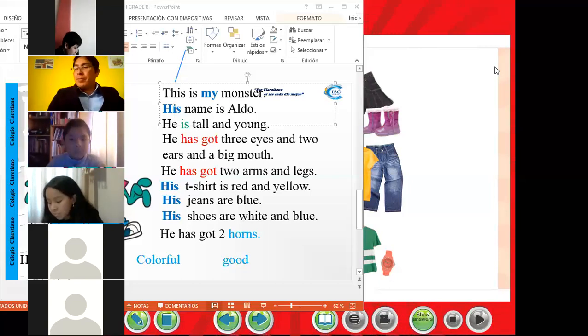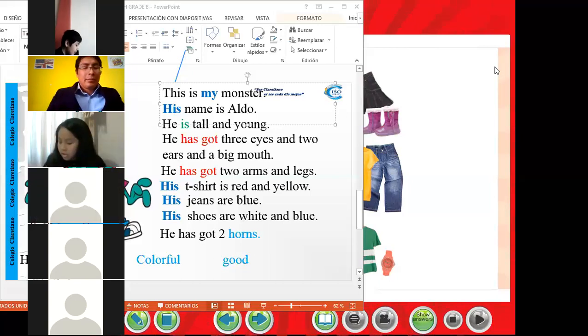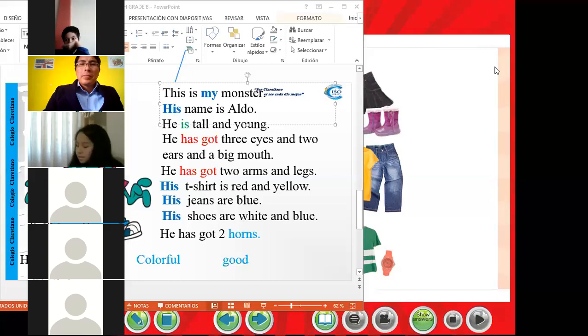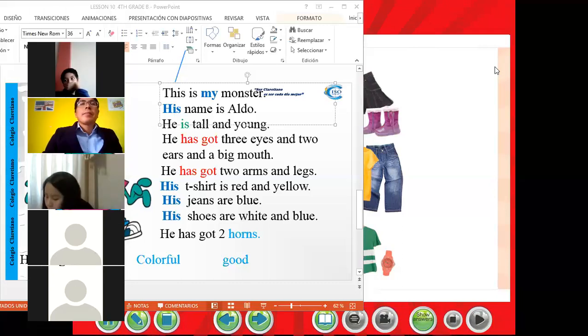This is my monster. His name is Miguel. He is short and young. He has got horn 3, one eye, one mouth, t-shirt, purple. Jeans and green. Shoes pink and blue. He has got 37 and colorful. Is a jump and swim and climb.